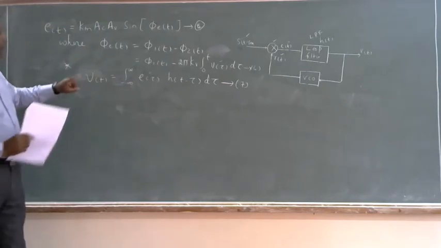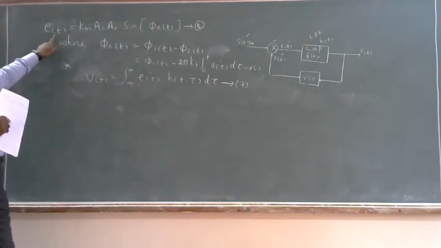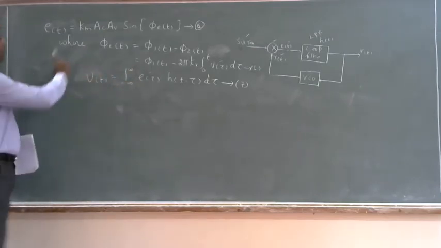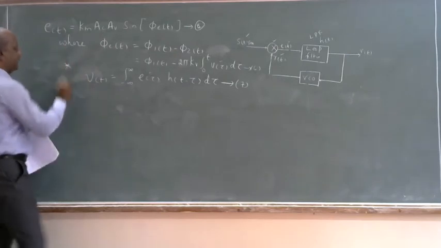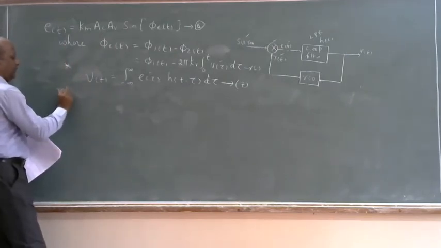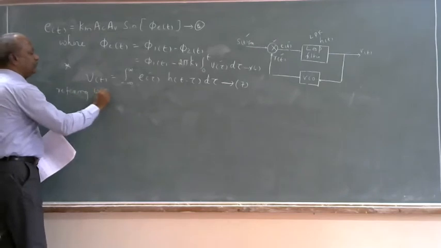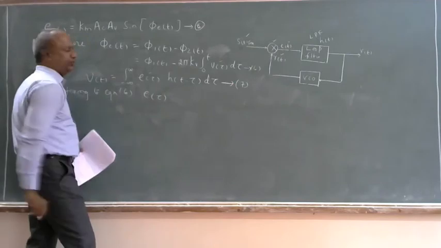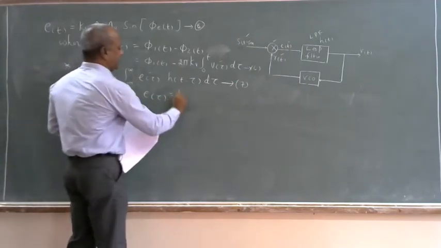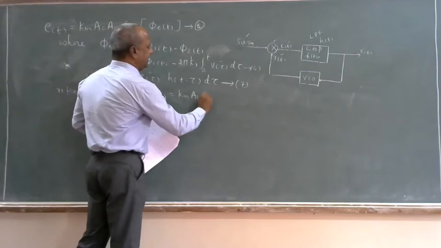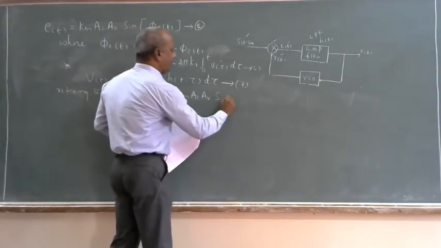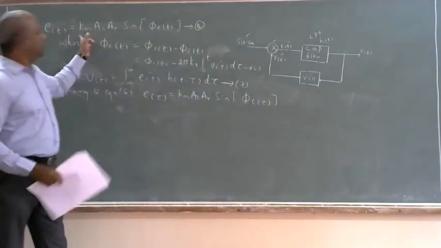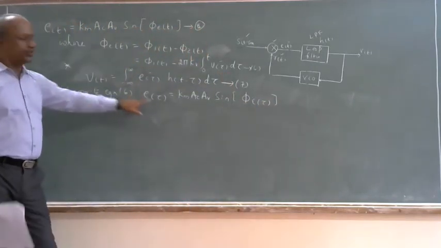I know E of t, from the equation. So next I need to find E of tau. Referring to equation 6, where E of t is replaced by tau, E of tau equals Km AC AB sine of phi of tau. Instead of t, replace t by tau, and it gives you tau.